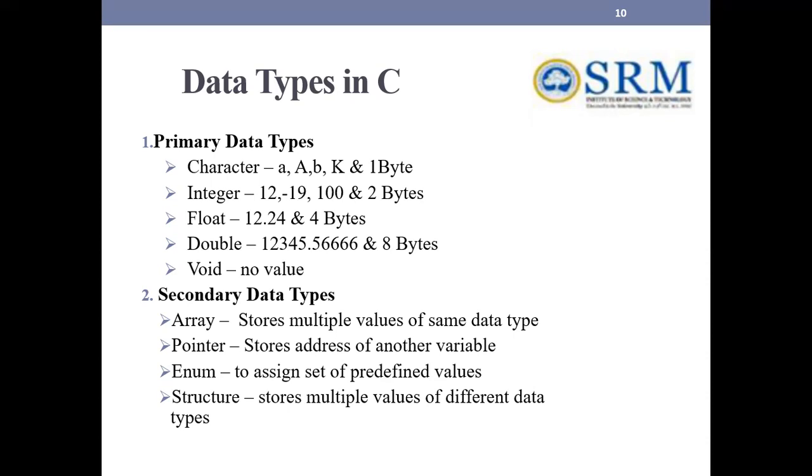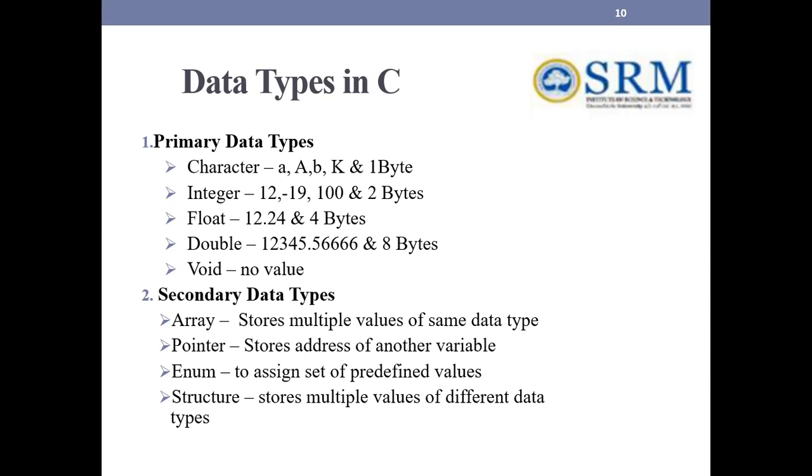And double. The size of the data is more than the float, for example 1, 2, 3, 4, 5.5666. It occupies 8 bytes in memory. So the size of the double is 8 bytes. And void has no value. The variable will not be created. It has no value. That's called void. These are the primary data types in C language.